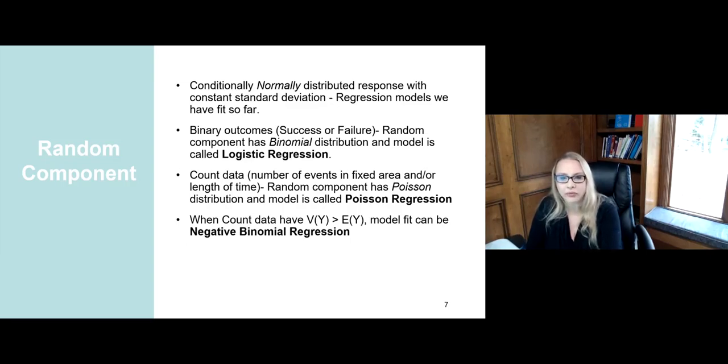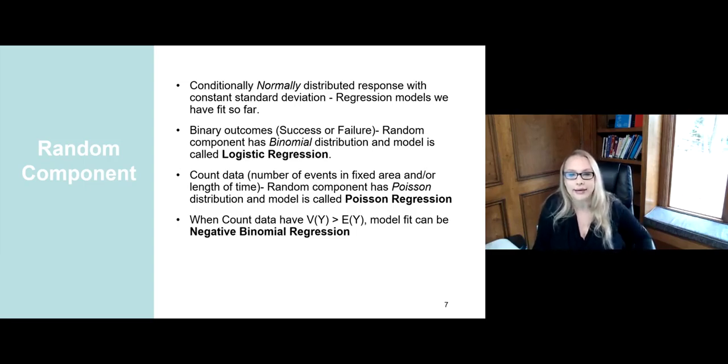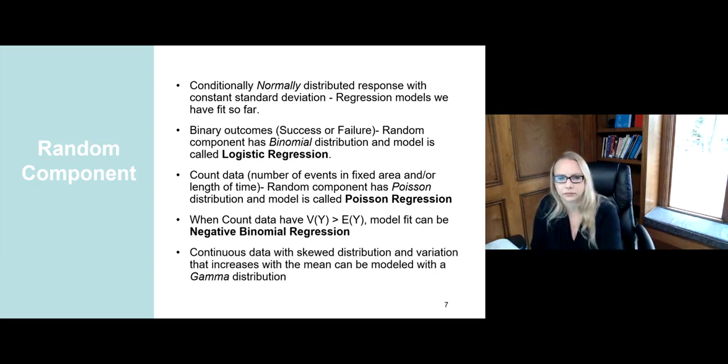When your count data has a variance, V of Y, that is greater than the expected value, E of Y, the model we would fit would use a negative binomial distribution. And then continuous data with a skewed distribution and variance that increases with the mean can be modeled with a gamma distribution.